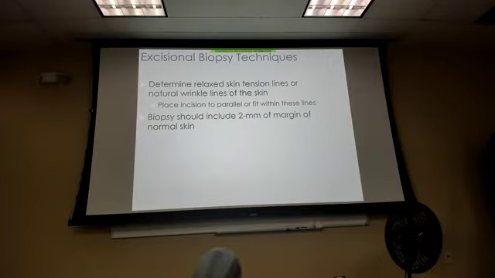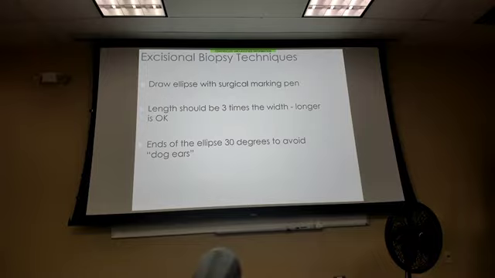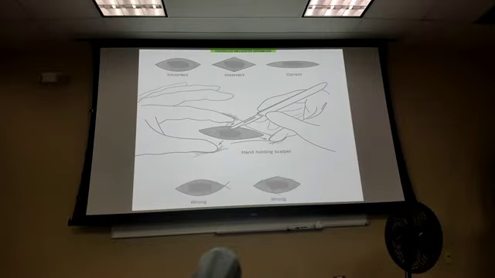Biopsy should include 2 millimeters of margin of the normal skin. So as you draw it out, as you are making it look beautiful, you want to put that marker 2 millimeters outside. Technique, so draw that ellipse with a surgical marking pen. Length should be 3 times the width, so longer is okay, and ends of the ellipse 30 degrees to avoid dog ears, which you can see on the photos here.